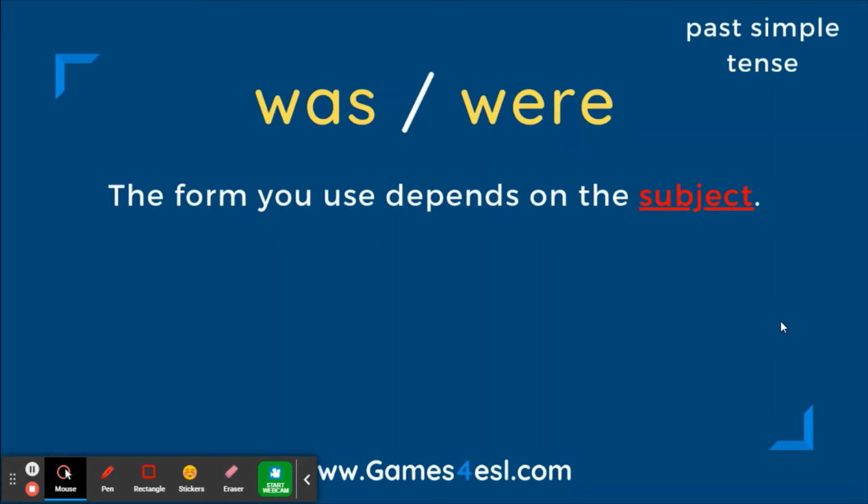And let me go ahead and pause here for a second to say that I borrowed the majority of this lesson from gamesforesol.com. I thought that it was a great lesson, so why reinvent the wheel, right?